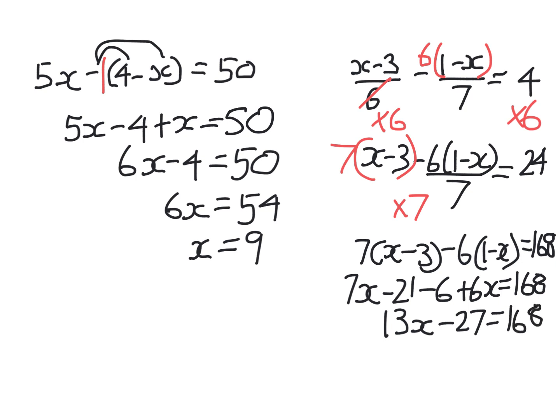So now I have reduced this to an easy equation to solve where x is in one spot. I'm simply going to add 27 to both sides and then divide by 13. So I get x is equal to 15. That's the solution. If I substitute x for 15 here and here, you can easily check I get a true statement.